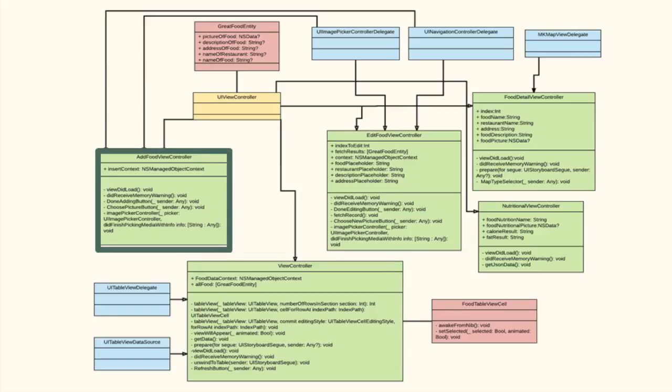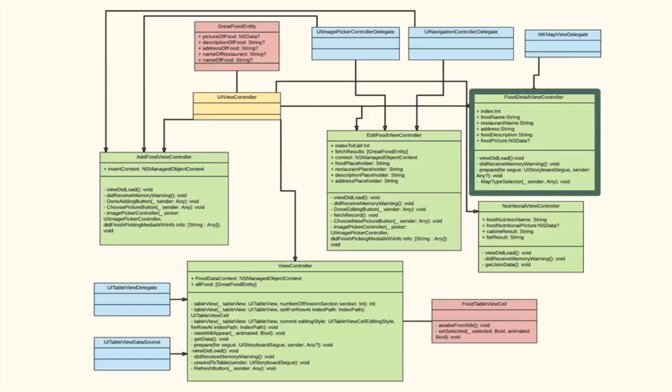Next, we have the Add Food View controller. Here we have a Choose Picture button function that runs when the Choose Picture button is pressed. This function uses the Image Picker controller to pick an image from the device. Then we have the Done Adding Button function, which runs when the Done button is pressed, which saves all of the data entered into core data.